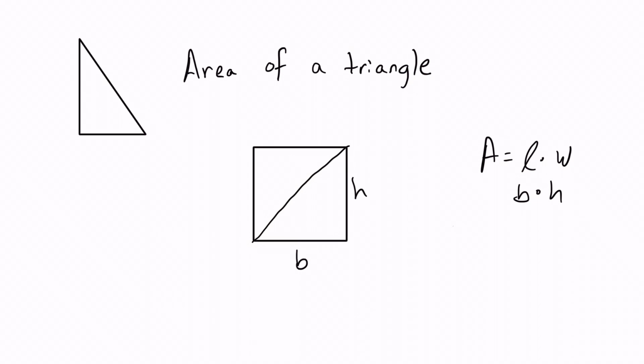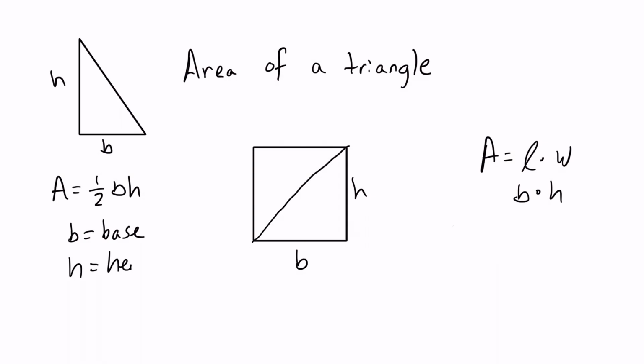area. Because the area of a triangle is half of a square, we will say that this is the base and this is the height, and the area is equivalent to half the base times the height. So we end up with our equation A is equal to 1/2 B times H, where B is our base of our triangle and H is the height of our triangle.